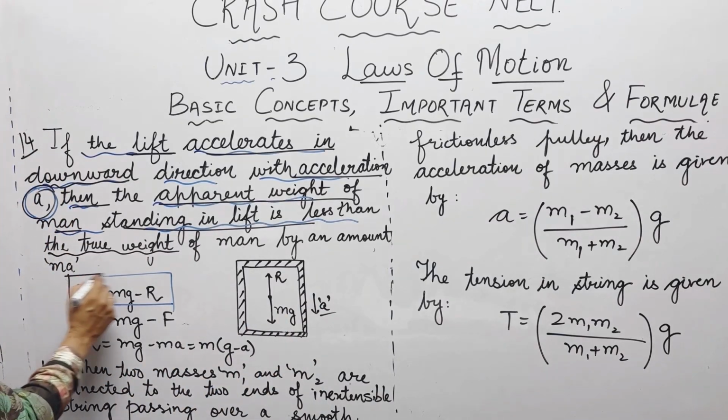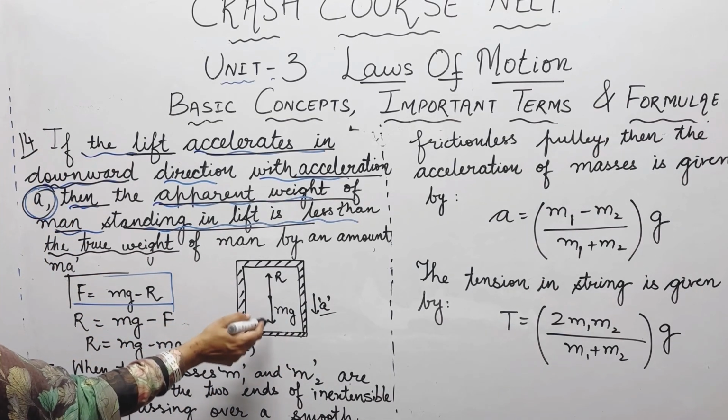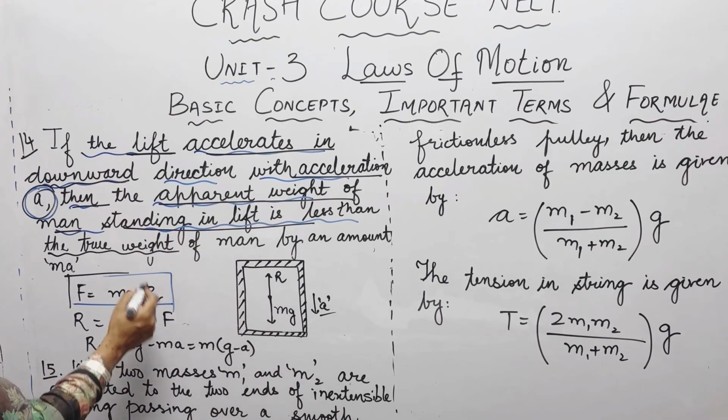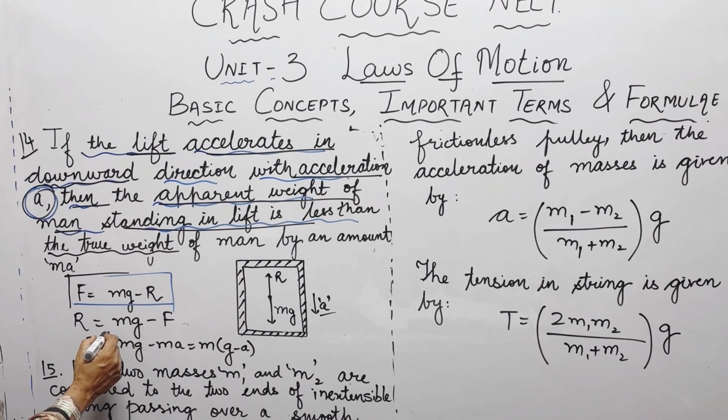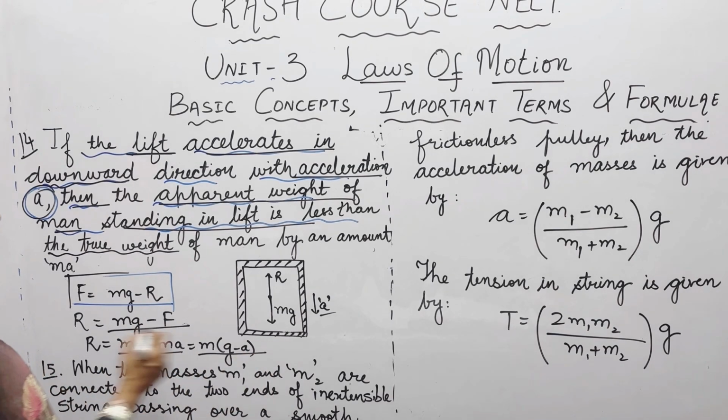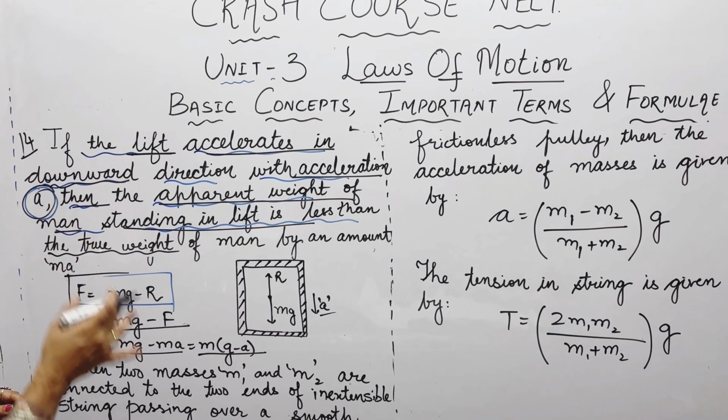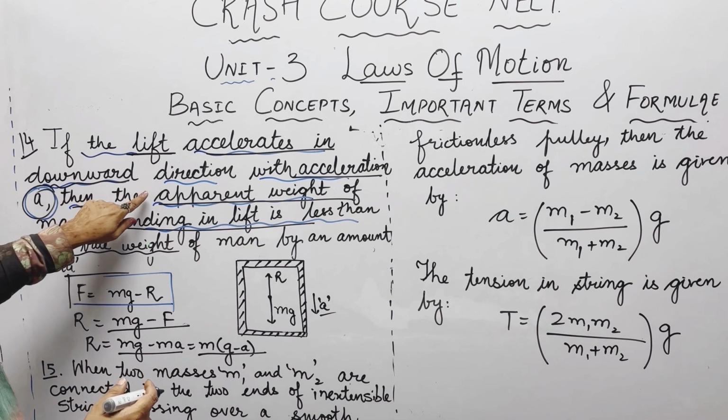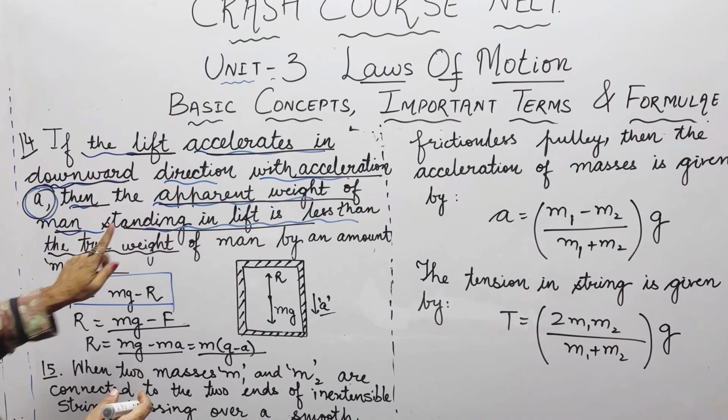So the net force is equal to mg minus R, the reaction. So R is equal to mg minus F. Putting the value of F, mass into acceleration, we will get m into (g minus a). It means whenever it is moving in the downward direction, the apparent weight of the man is less than the true weight.